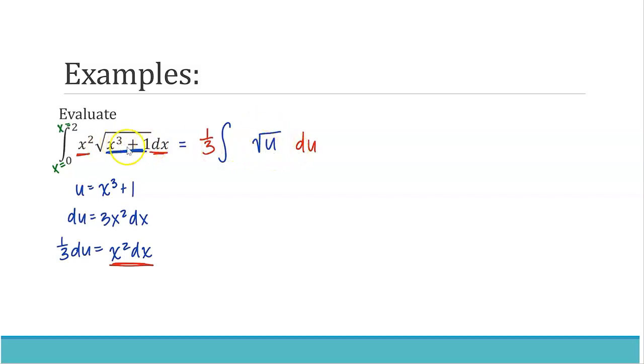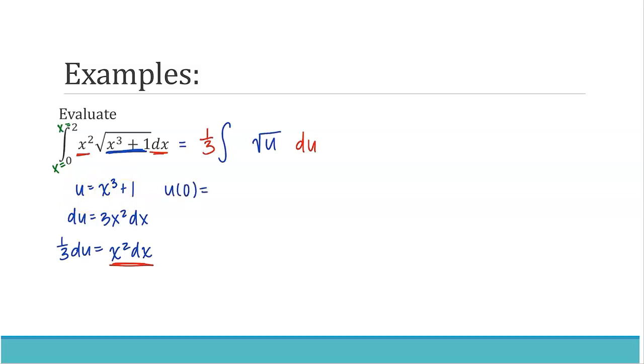So I've changed my integrand and my differential to the variable u, but my limits of integration are still x values right now. So it wouldn't be accurate to put 0 to 2 without labels, because if you just put 0 and 2, now you're implying that these are u values, but they're not. They're still x values. But we can fix that. We can turn them into u's using our substitution equation. u is equal to x cubed plus 1.